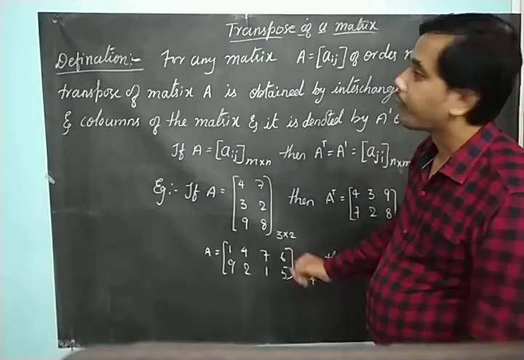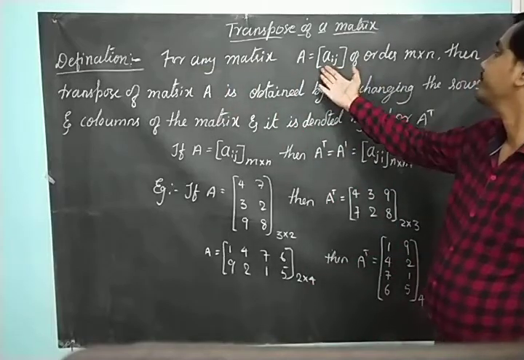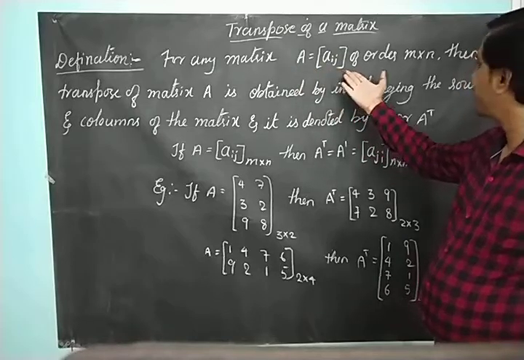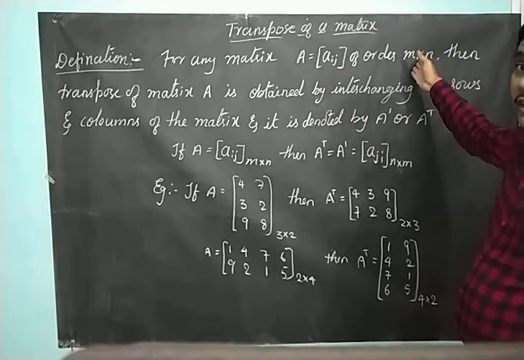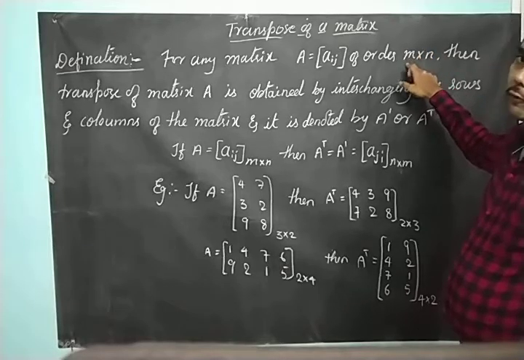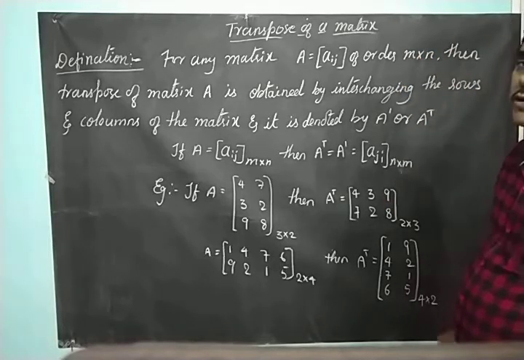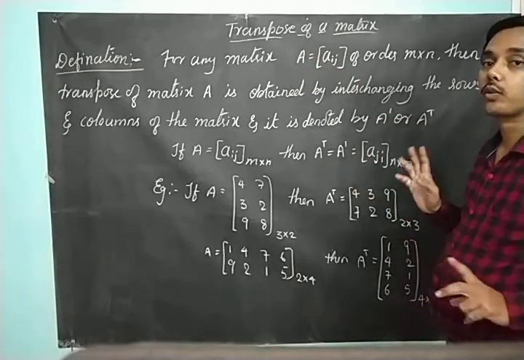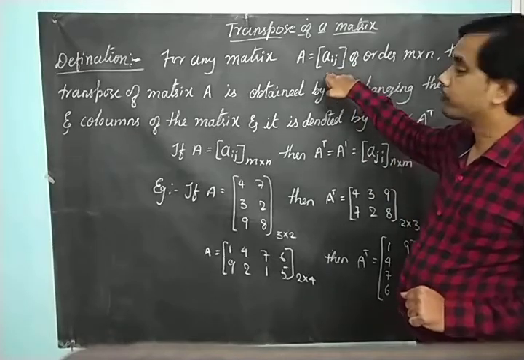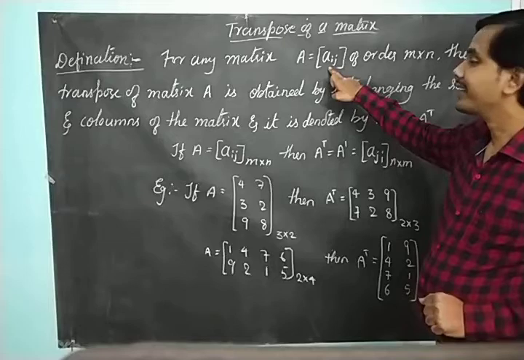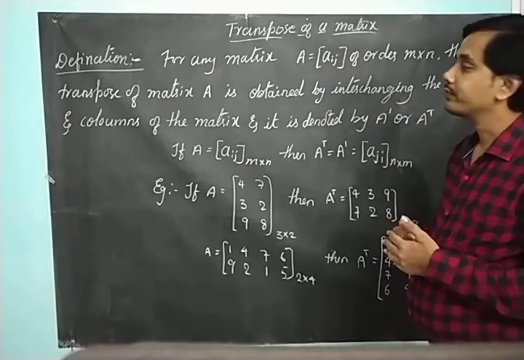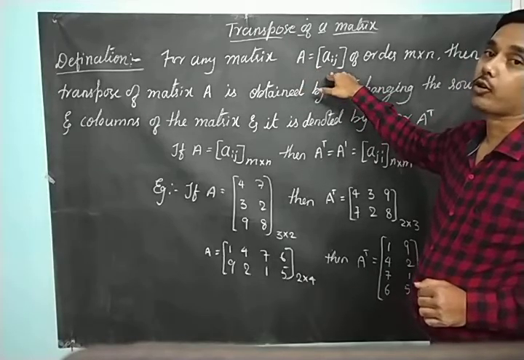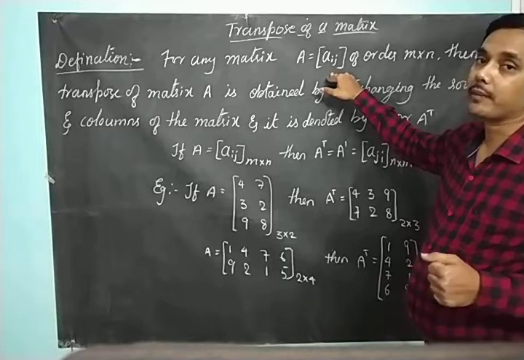So what does the definition say? For any matrix A = Aij, this is the general representation of any matrix, of order m cross n. What is the order here? m cross n, where m is the number of rows and n is the number of columns. Then the transpose of this matrix A is obtained by interchanging the rows and columns. If you interchange the rows and columns of this matrix A, you will get the transpose of A. Row should become column and column should become row.